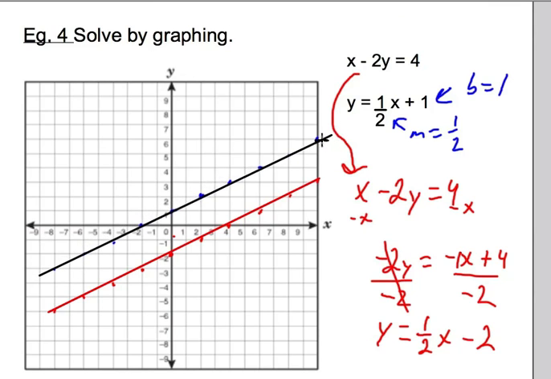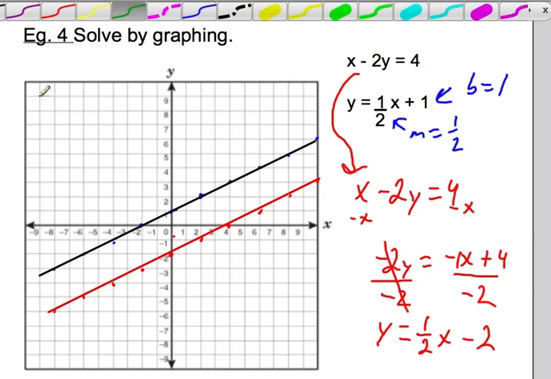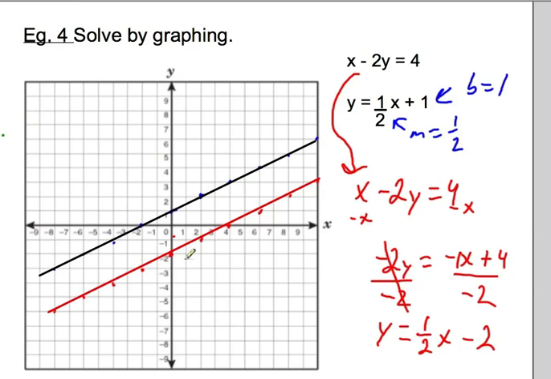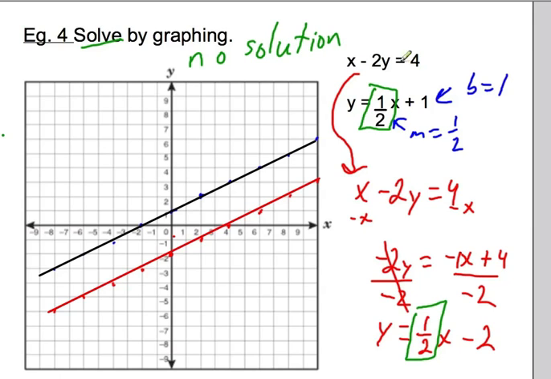So notice in this example, the lines do not have a point of intersection. They're actually parallel lines. And that happens when you have the same slope in the two equations. So these lines don't meet. And what that means for the solution is that there is no solution. There's no point x and y that satisfy both equations. There's no point of intersection. So in this question, the answer is no solution.